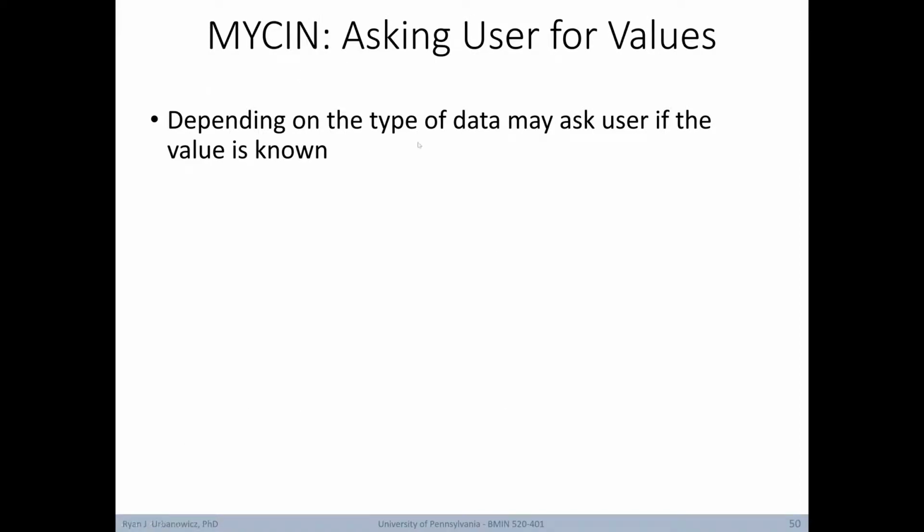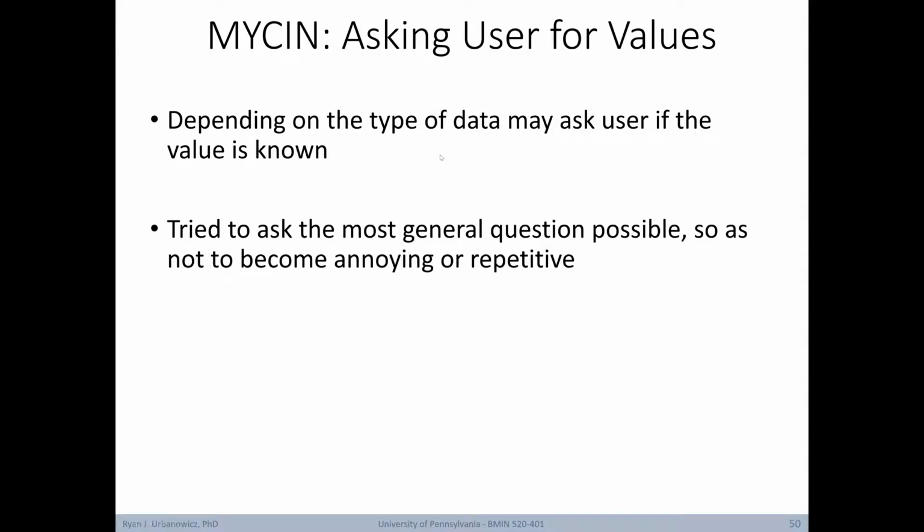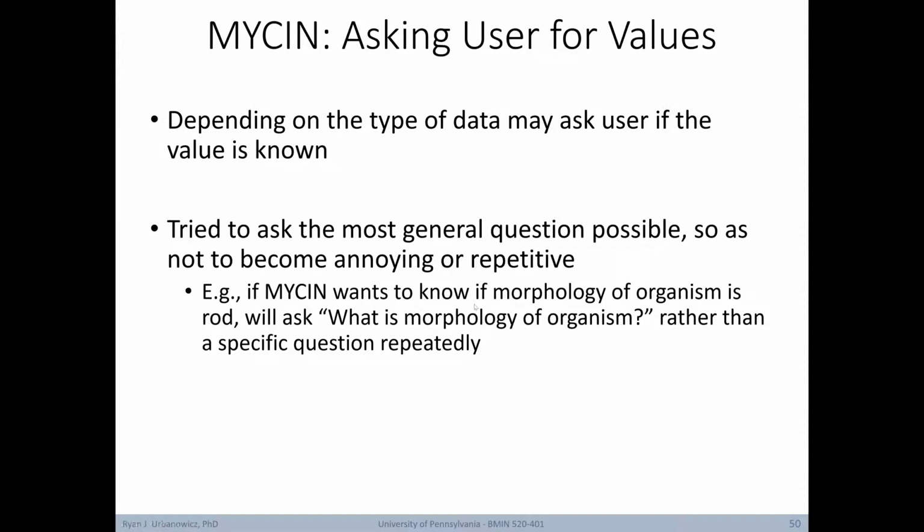Depending on the type of data, MYCIN might ask the user if a value is known, and when it does this, it tries to ask the most general question possible, so as not to become overly annoying or repetitive. So for example, if MYCIN wants to know if the morphology of the organism is a rod, it'll ask what is morphology of organism, rather than ask specific questions like, is the morphology rod? Is morphology something else repeatedly?